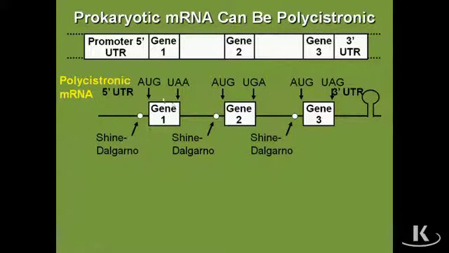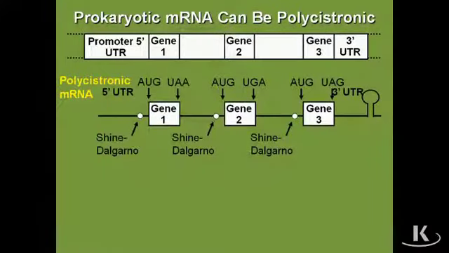Gene 1, which will have a Shine-Dalgarno sequence, then a start and a stop codon. Gene 2, which has its own Shine-Dalgarno sequence with the start and stop codon. And then gene number 3, which also has its own Shine-Dalgarno sequence with a start and stop codon. So for each of these genes, they're transcribed in one single messenger RNA unit. But notice something. They're going to be individually translated. So the ribosome will bind to the Shine-Dalgarno sequence and translate this gene into a protein.